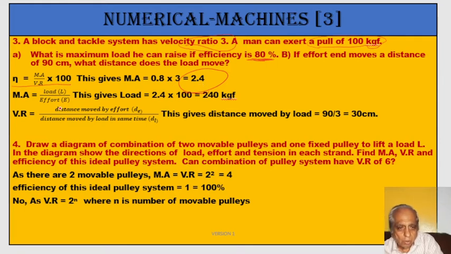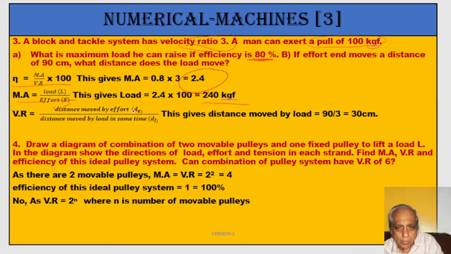So what is mechanical advantage? Load upon effort. I have been given effort, so I will get the value of load. So load would be MA multiplied by effort. So load is 2.4 multiplied by 100. So that gives 240 kg. So this is the maximum load I can lift. See, now the man is giving only 100 kg force, but is lifting 240 kg. He is only using a compound pulley system.